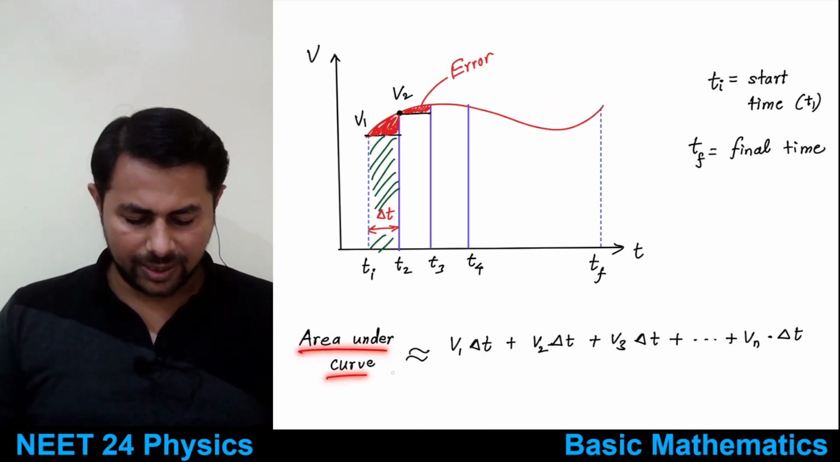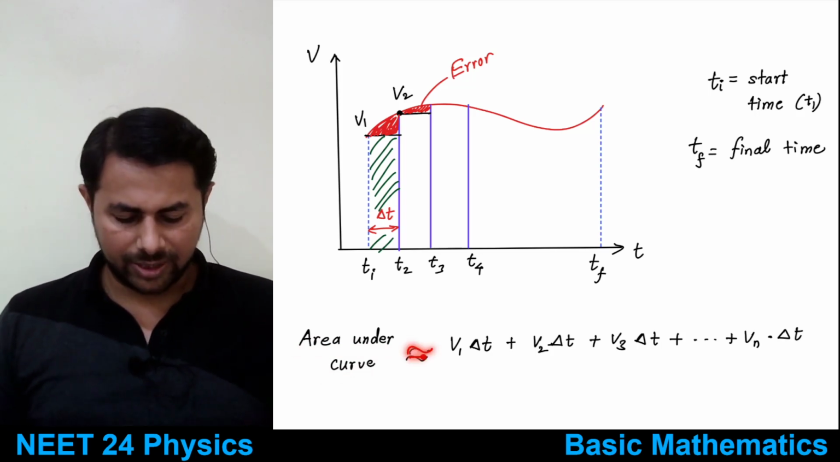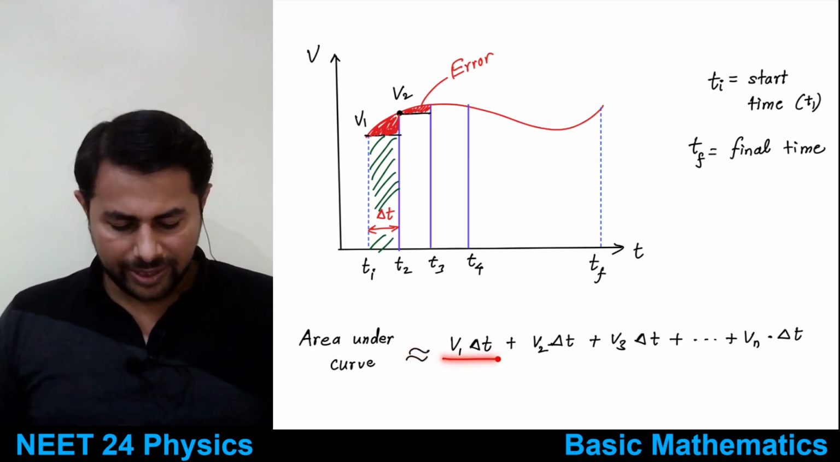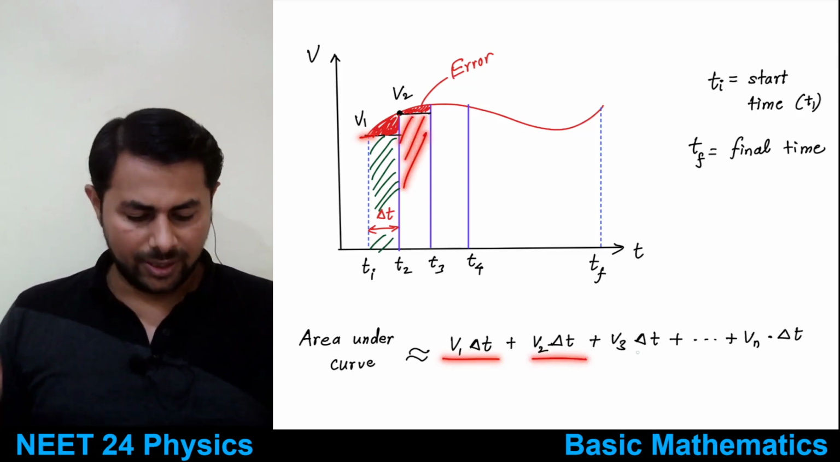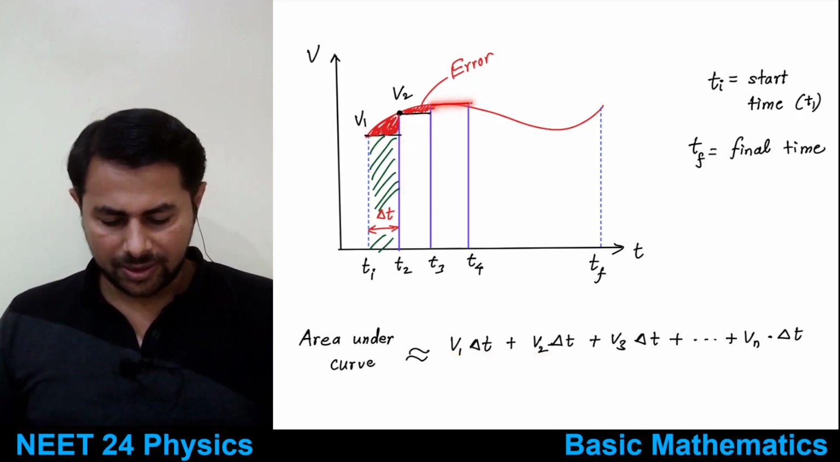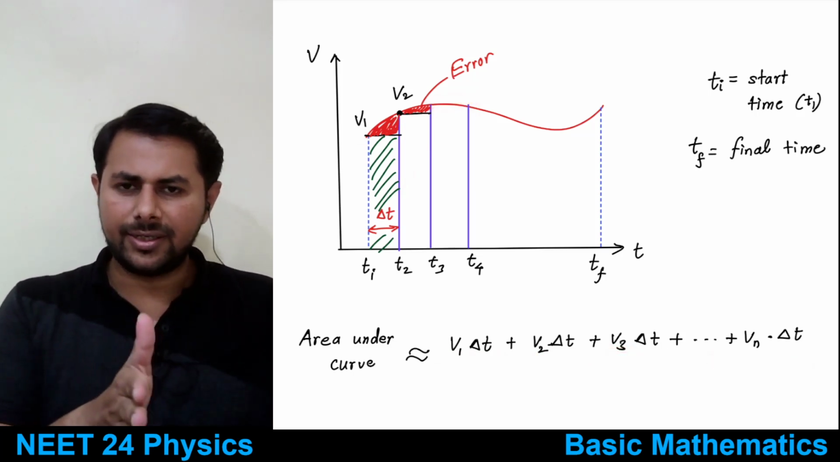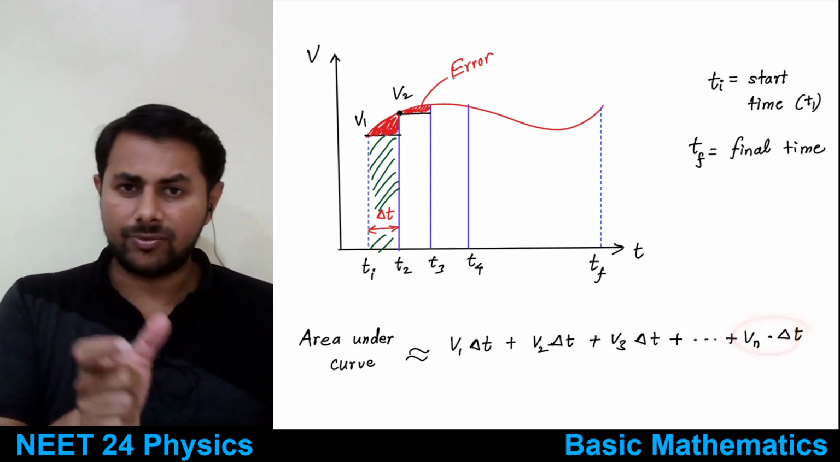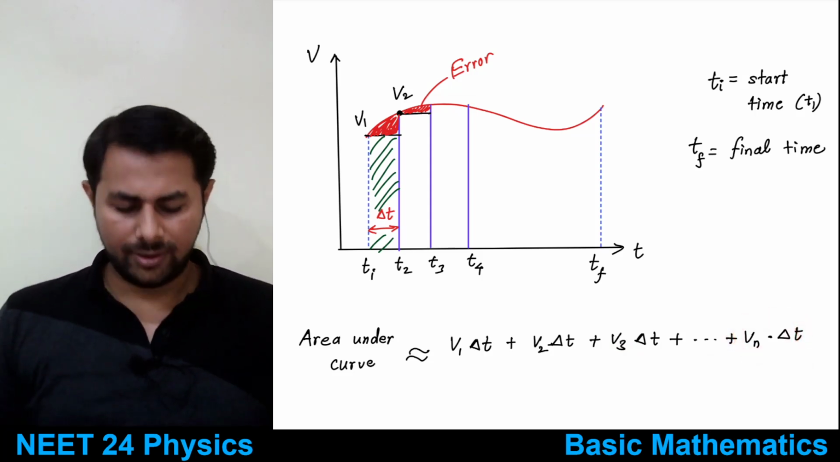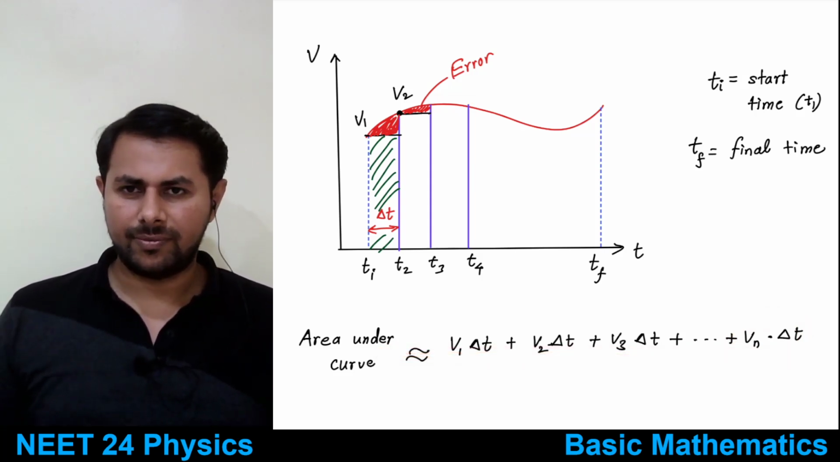So what is the area under a curve? So the area under this curve, approximately, I have written approximately here. So it is V1 delta t, right? Then the area of this rectangle is V2 delta t, plus the area of this rectangle, V3 delta t, so on and so forth, up to n segments. So the last term would be Vn delta t, right? And I will add it all. I will get the area under the curve.